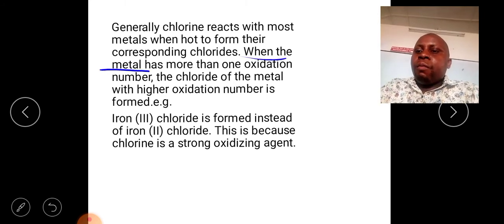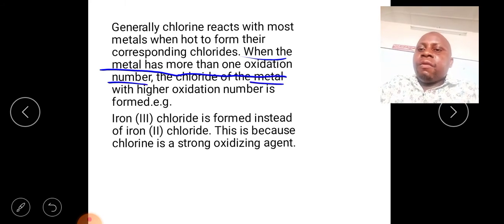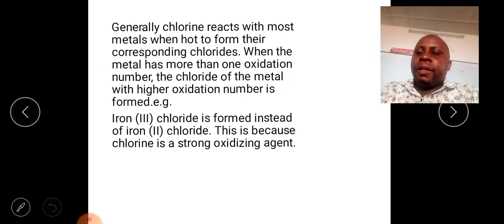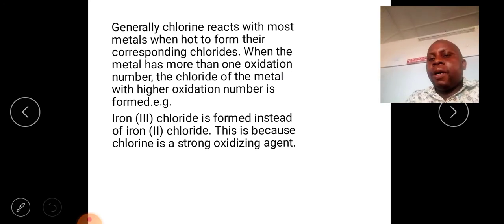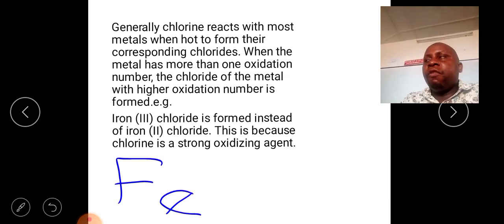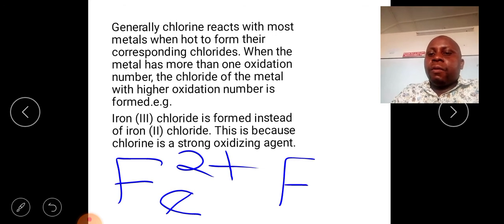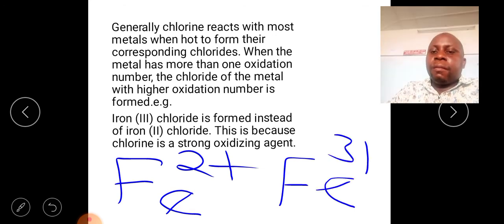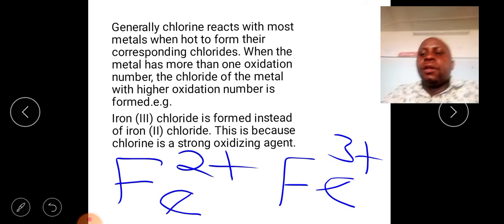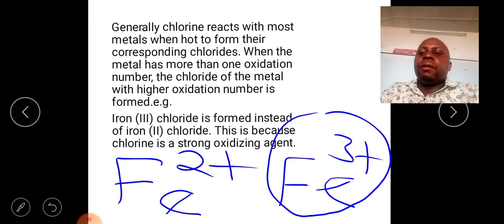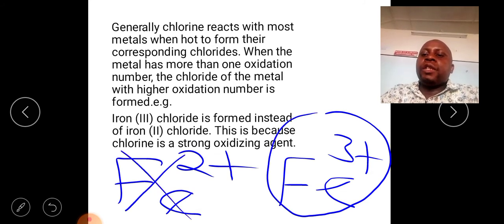When a metal has got more than one oxidation number, the chloride of the metal formed will be that of the higher oxidation number. What am I trying to say here? For example, iron is capable of forming oxides or chlorides with oxidation number 2 and with oxidation number 3. So the chloride with oxidation number 3 is formed here, but the one with oxidation number 2 is not formed.